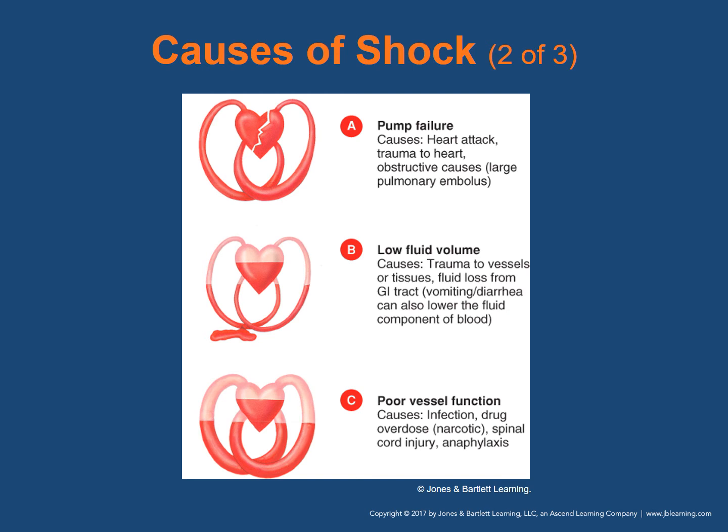Picture B, the low fluid volume. So trauma to the blood vessels that cause you to have an internal or external bleed. Or, and people seem to forget about this, dehydration. Our blood is comprised of red blood cells, white blood cells, and plasma, and the plasma relies on a person being appropriately hydrated. So if you have a person who is dehydrated, they're going to have a blood volume issue and may show signs of shock.